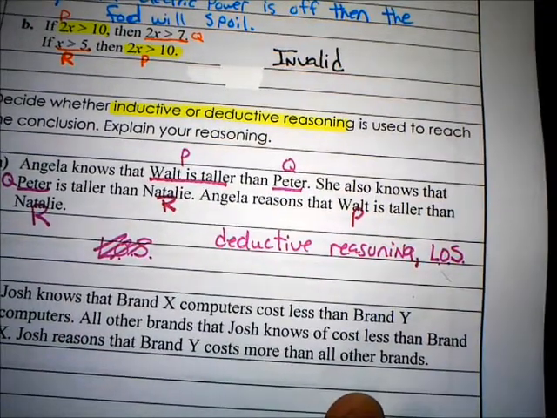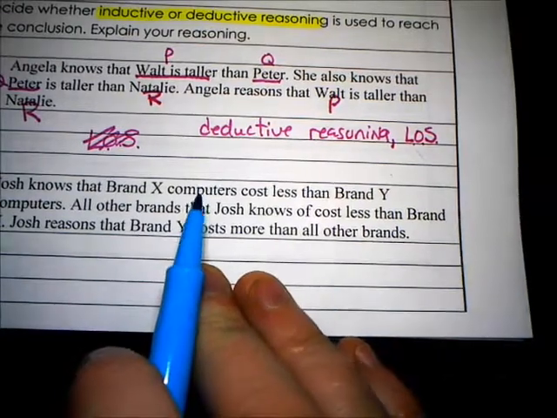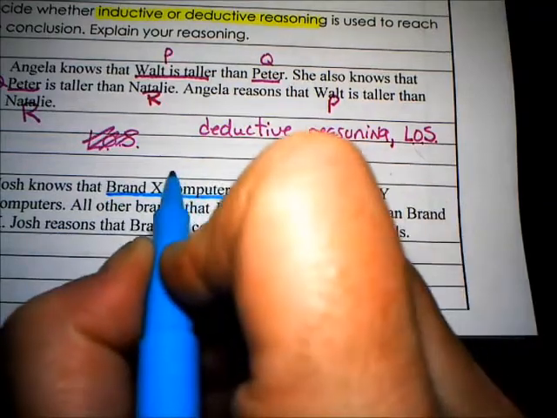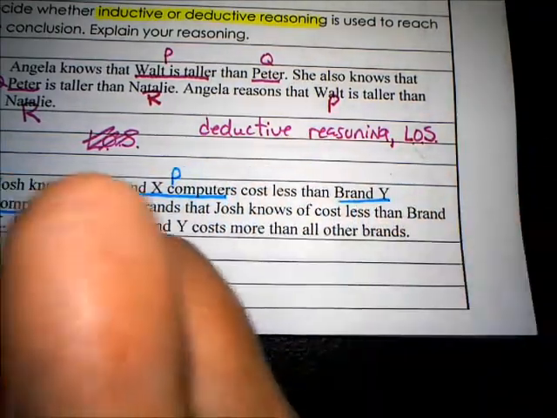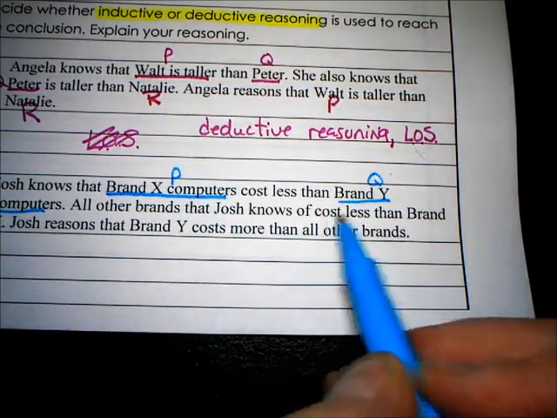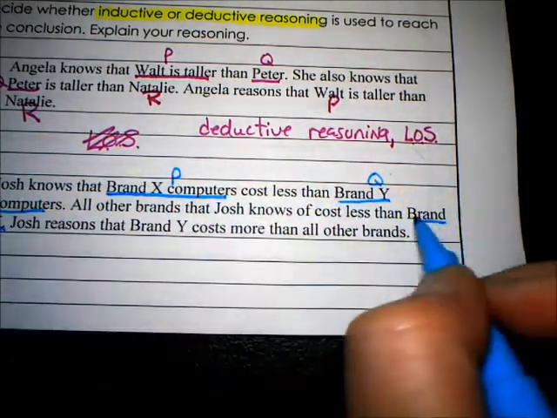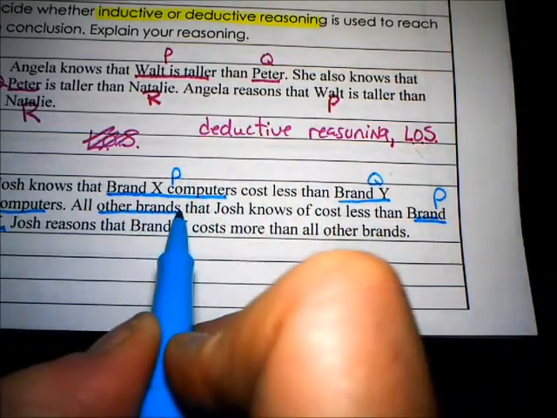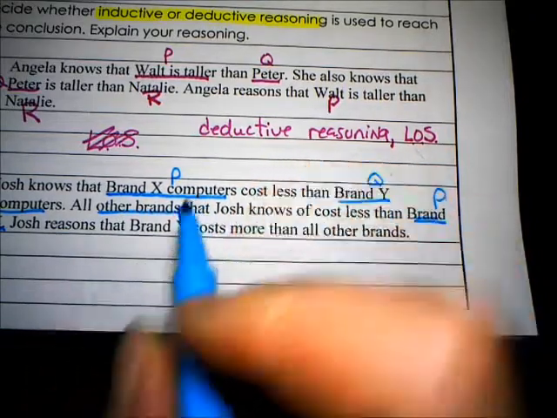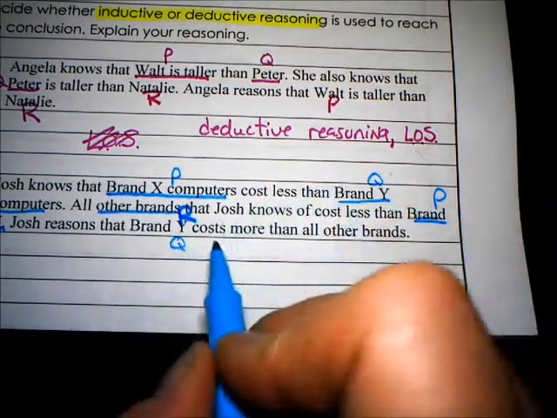If I look at the second one, it says Josh knows that brand X computer costs less than brand Y. Alright, so here we go. Brand X will be my P. Brand Y will be my Q. All other brands that Josh knows of cost less than brand X. Brand X, once again, was P. All the others is something introduced as different, so that would be my R. And then Josh reasons that brand Y, which was a Q, must cost more than all the other brands, which was an R.